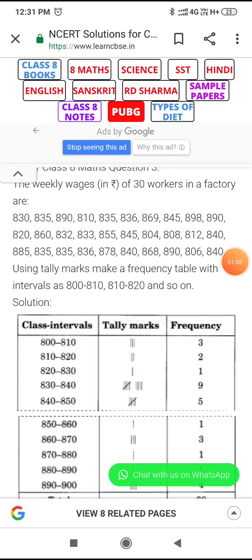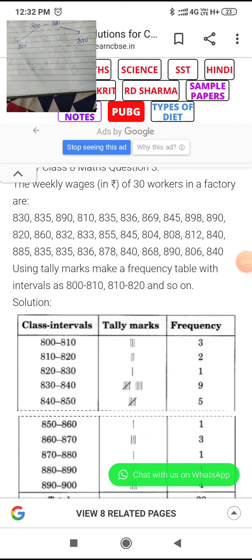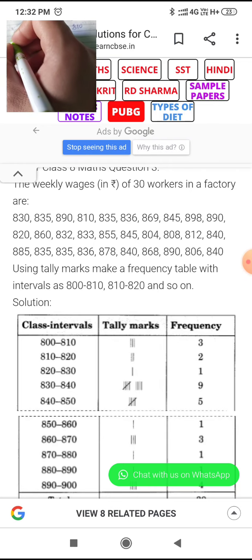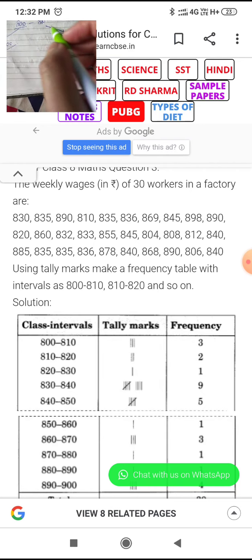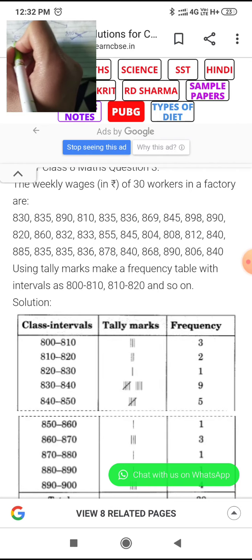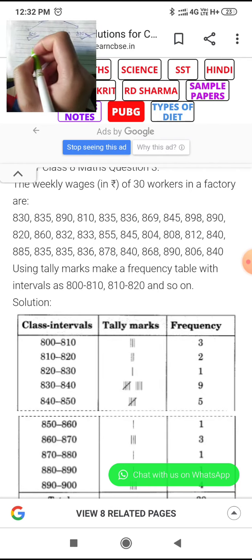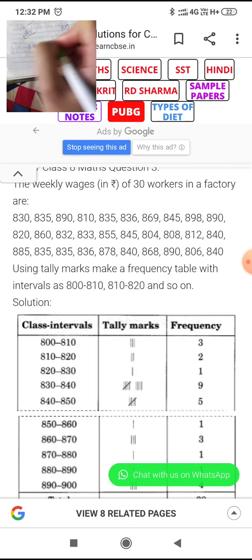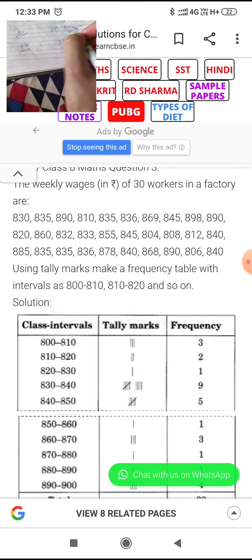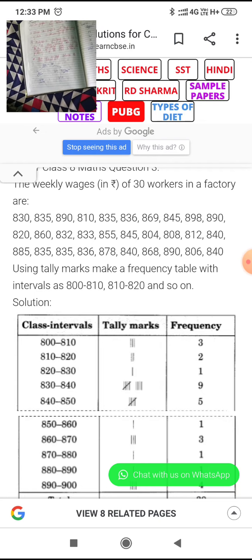So when you count observations, we include the lower limit, but we do not include the upper limit. So we take values from 800 to 809. We take 810 in our next class interval, where we write 810 to 820. So here we count this 810. And in this manner, we count all the observations.